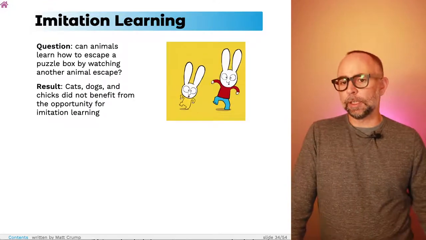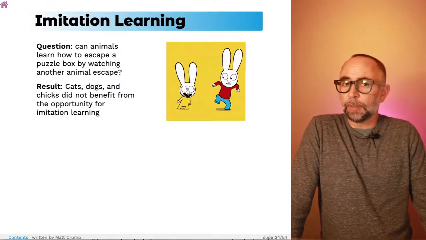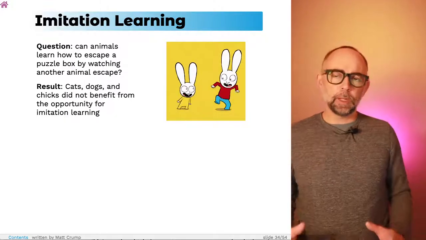But Thorndike did run experiments. Here's an example. How about imitation learning? Is this something that can occur? Here's a big question.